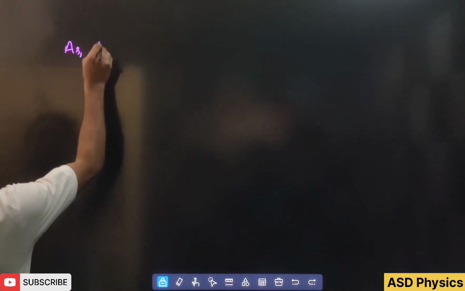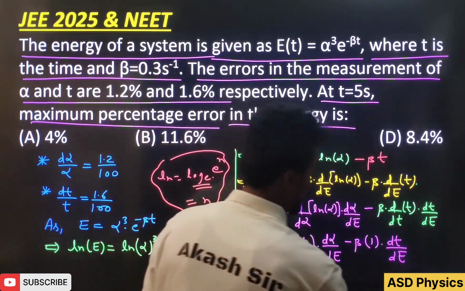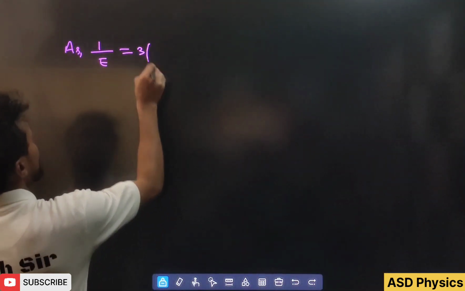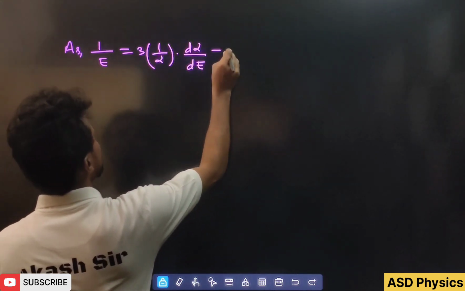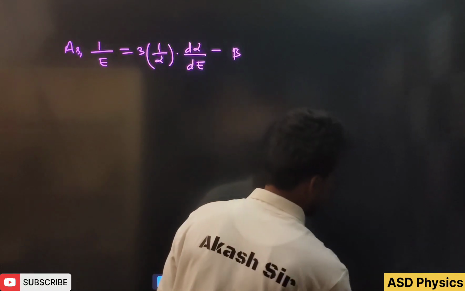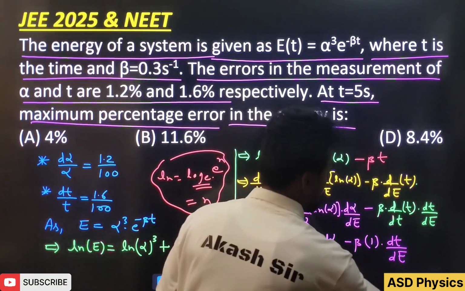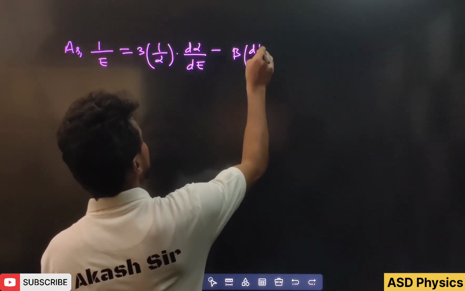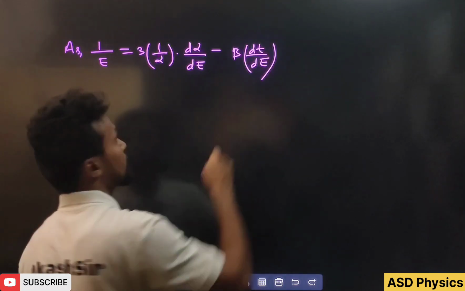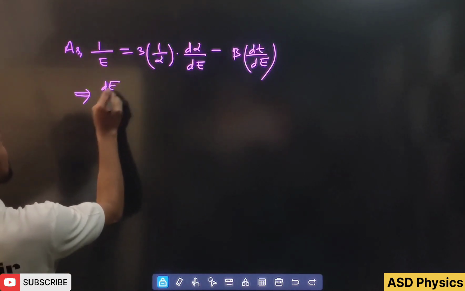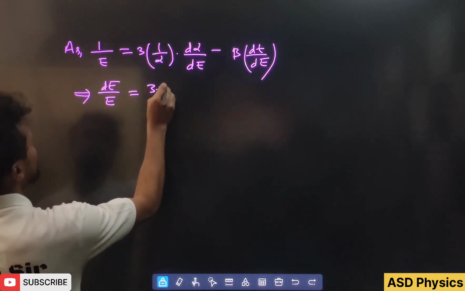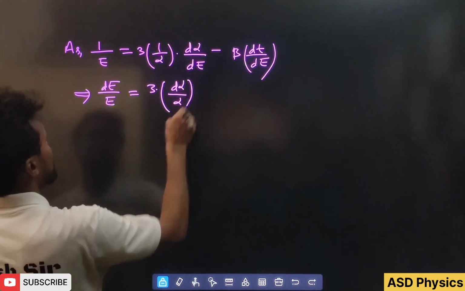Okay, so we can write here, students, 1 by e is equal to 3 1 by alpha into dα by de minus beta dt by de. No? So minus beta, what is coming here? dt by de. Okay, a little bit complex question, but okay, anyhow. Now this de I will take this side. So this will become de by e is equal to 3 dα by alpha.